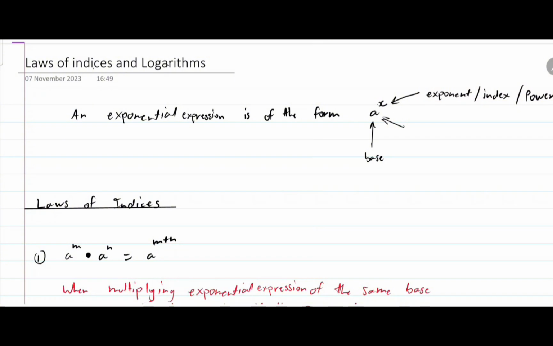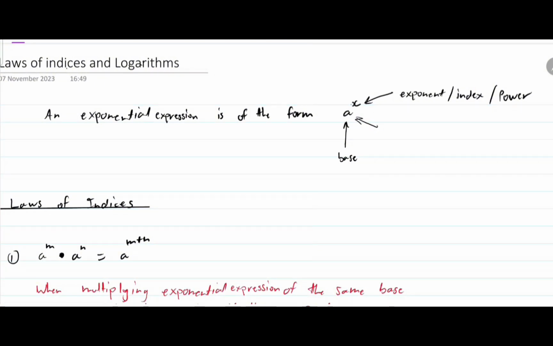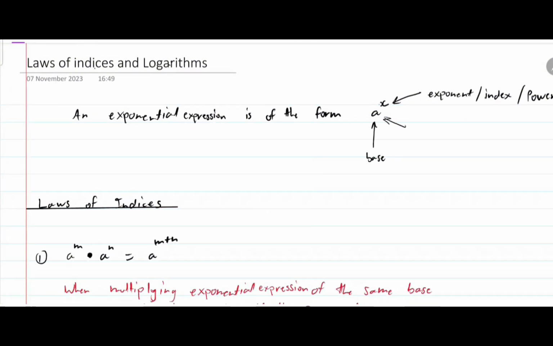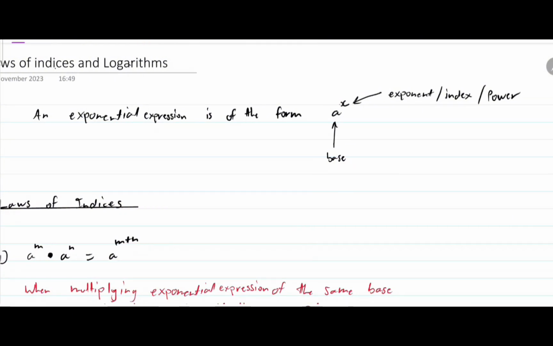Now, first of all, let's talk about exponential expressions and what exactly is an exponential expression. I have a definition here. I said that an exponential expression is of the form a to the x, where a, at bottom there, is called the base, and x is called my exponent, or we can also refer to it as the index or the power. Now, for example, if I had x raised to the third power, I know that my base is going to be x and my index is going to be 3.